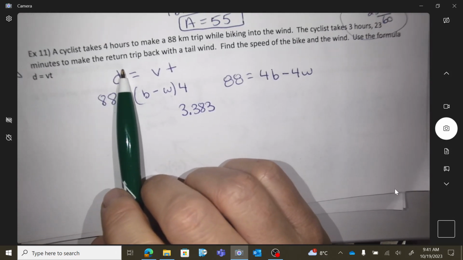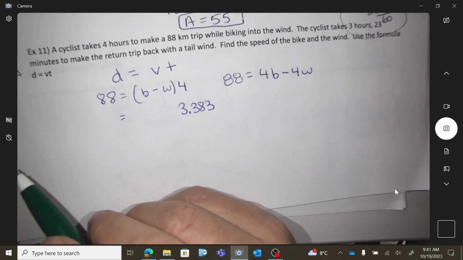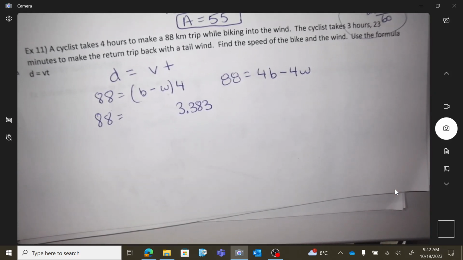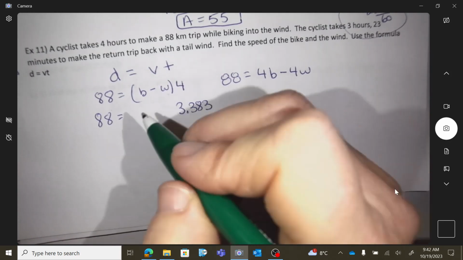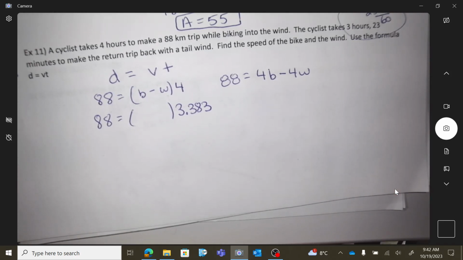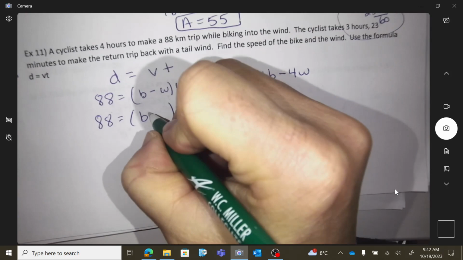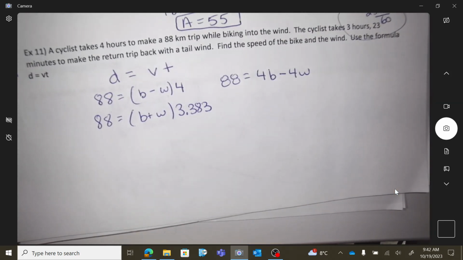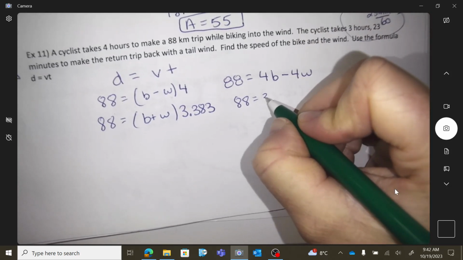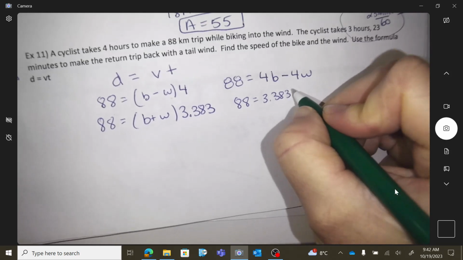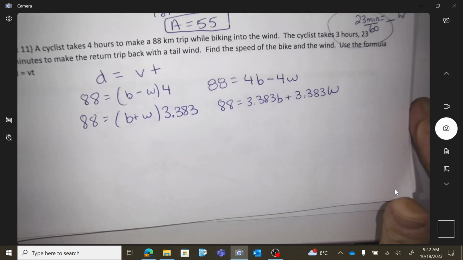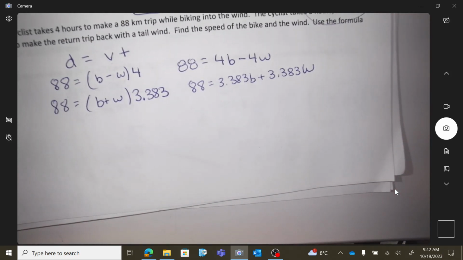To make the return trip, well, how much distance are you going to do on the way back? Same. The distance didn't change. The trip there and the trip back are the same distance. This time it says the wind is at our back. So what do we know about the velocity? We're going to be going faster with the wind. Okay, and then I'm going to just distribute that.